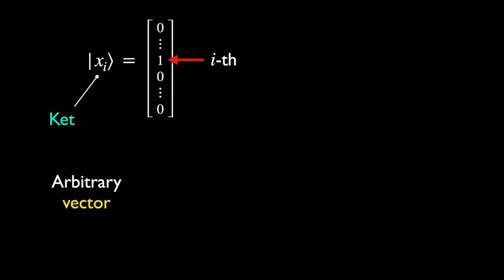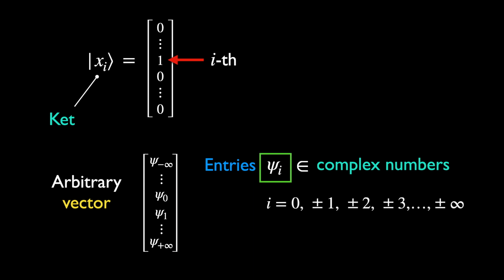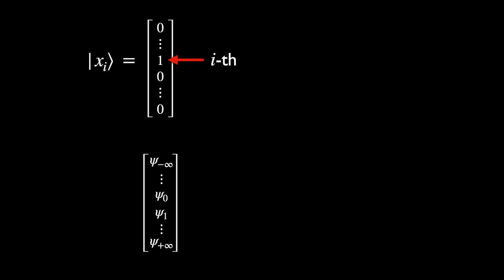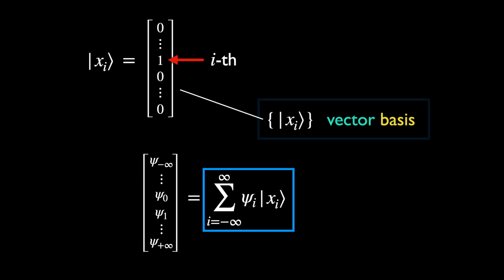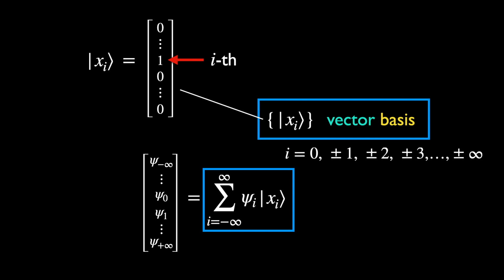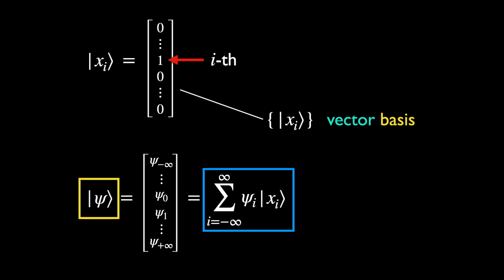An arbitrary vector, which may not represent a specific location, is represented by a column with complex entries. These entries are indexed by the discrete positions. By these definitions, any column can therefore be written as a linear combination of the position kets xi's. Thus, the entire set of xi's covering all the discrete positions forms a vector basis. As we know, any linear combination of vectors gives just another vector. Therefore, this column is also a ket.